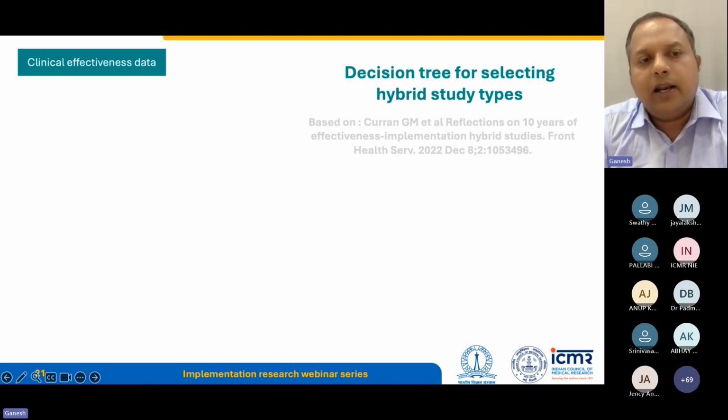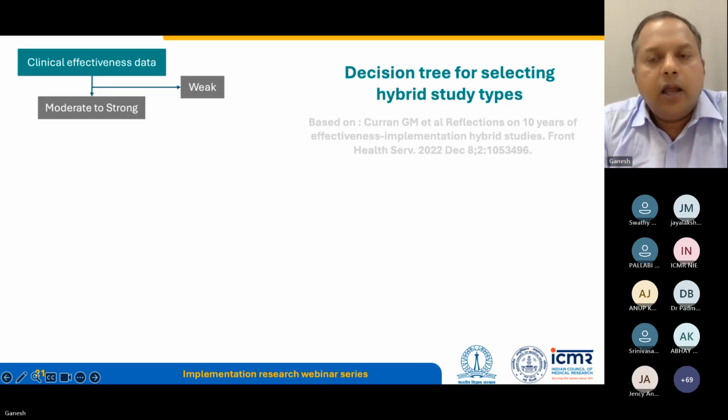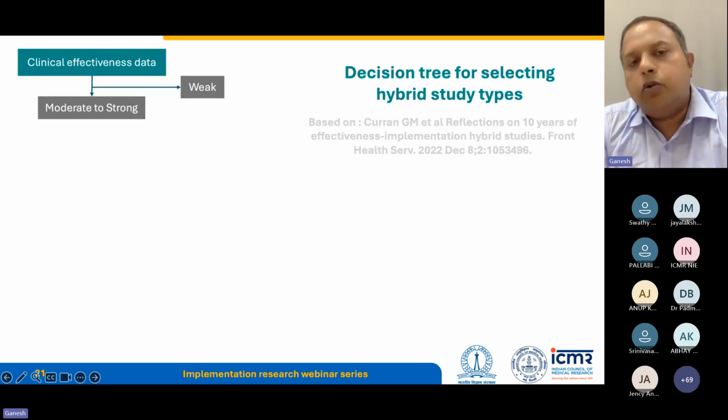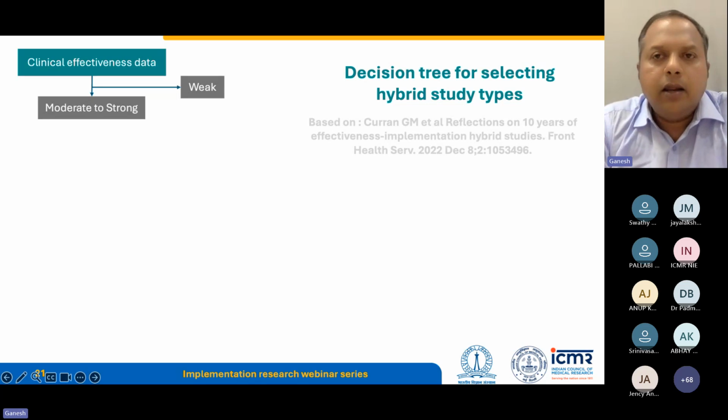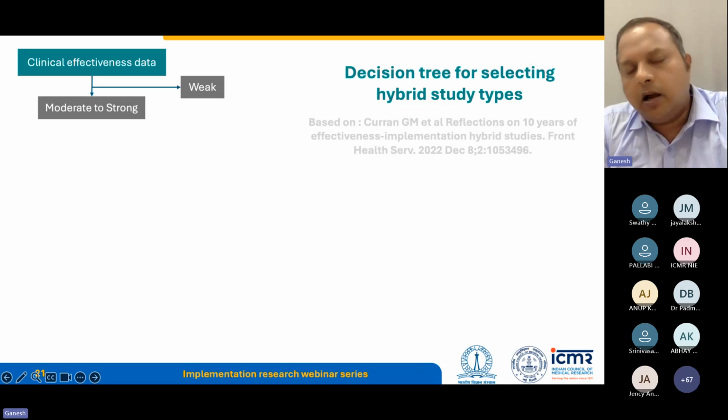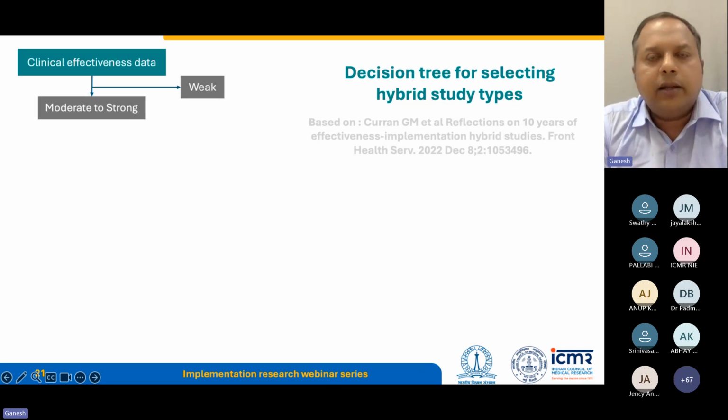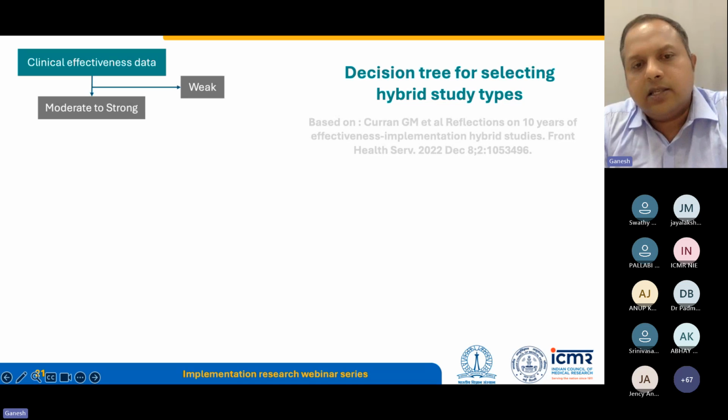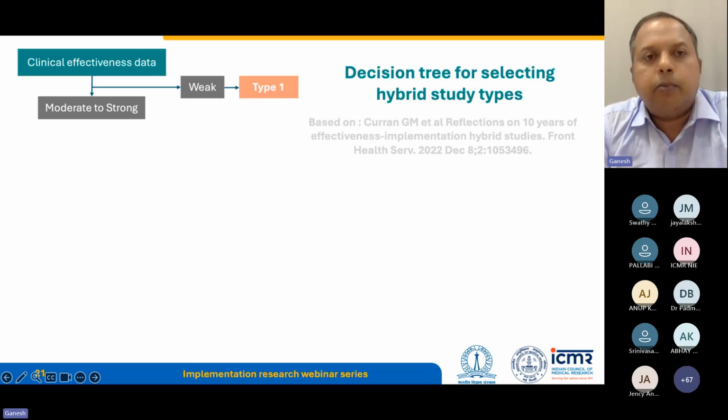Let's start with the clinical effectiveness data. The first step is: in clinical effectiveness data, is it weak or moderate to strong? For example, do we know whether the clinical effectiveness data on amlodipine for controlling blood pressure is weak or moderate to strong? Assume that there is one new intervention where the clinical effectiveness data is weak. In such cases, what we are supposed to do is a type 1 hybrid trial. Even if your clinical effectiveness data is not there, type 1 hybrid trial.